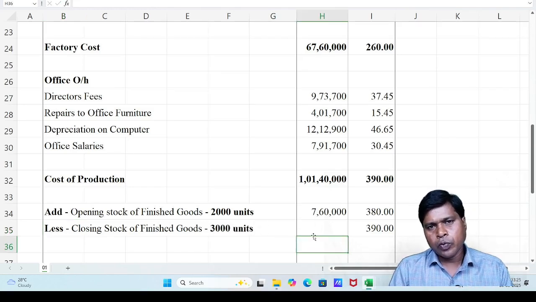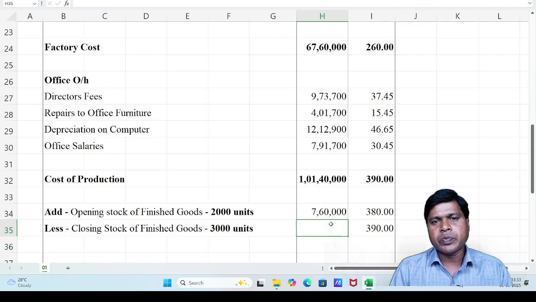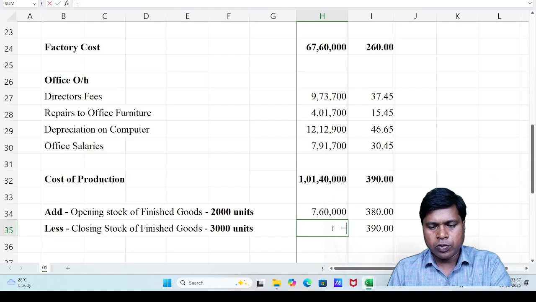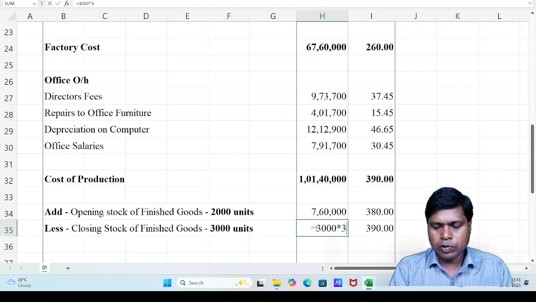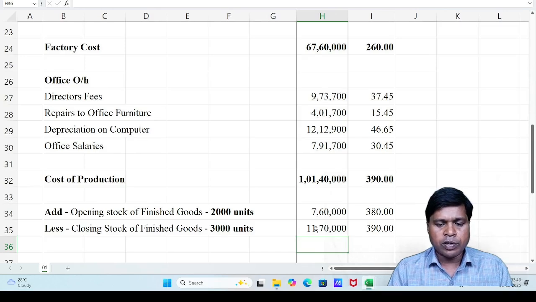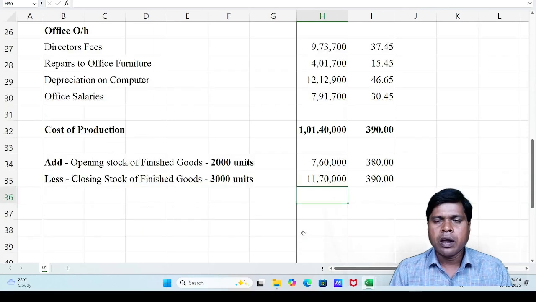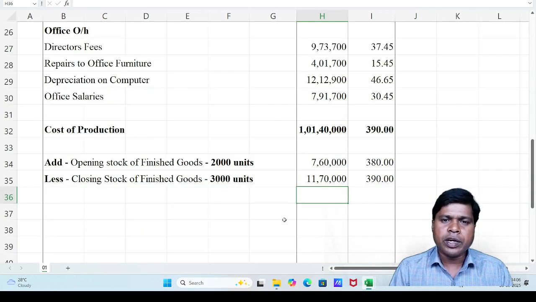As I told you, we have to use the rate 390 of cost of production, it means current year cost of production. And now we can calculate the amount of closing stock of finished goods. So 3,000 number of units into 390, amount is 11,70,000. Student, you have to remember this thing: we cannot use the last year rate. And after this we can take the total.